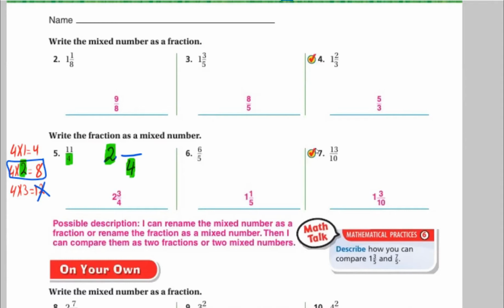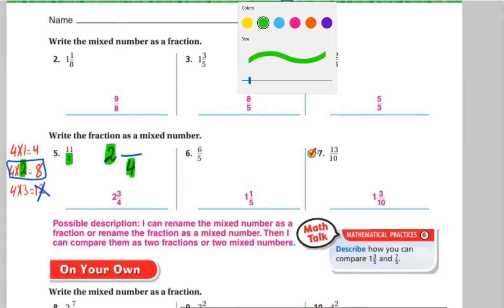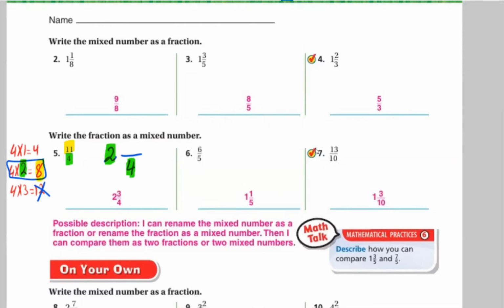Okay, after that we have here 8, right? So how many are left from 11? We have 8, and we want how many left from 11 here? 3, right? So we're gonna write 3 here. So we converted it from a fraction to a mixed number. Again, I will repeat it in number 6. Okay, number 6. 6 over 5, we want to convert it into a mixed number.